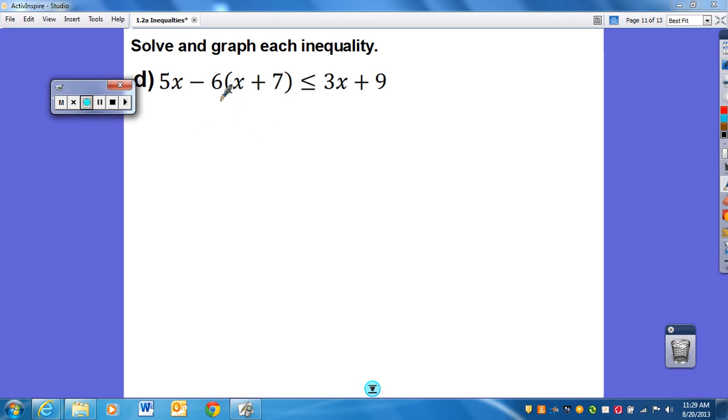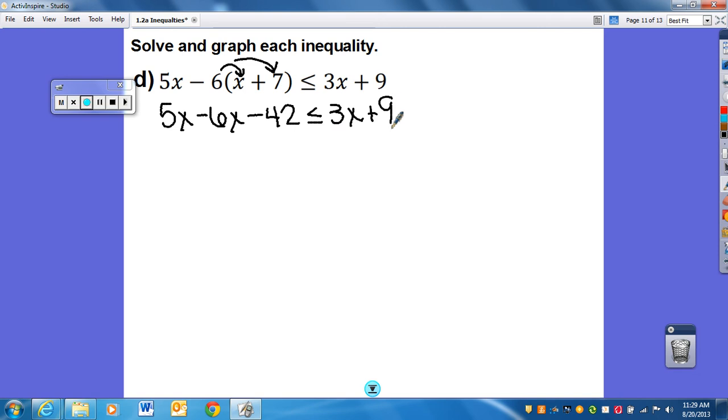In our next example, we'll want to distribute before we move anything or combine like terms. So when we distribute, we have 5x minus 6x minus 42 is less than or equal to 3x plus 9. We see that we have two x's on the same side of the inequality, so we need to combine like terms. 5x minus 6x gives me negative 1x, minus 42 is less than or equal to 3x plus 9.